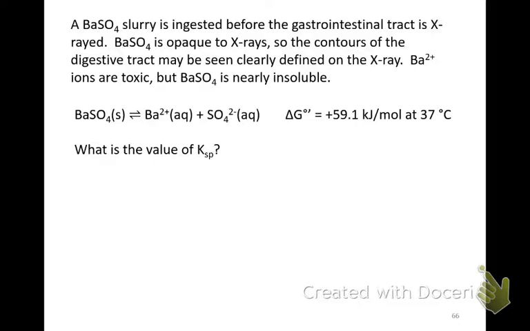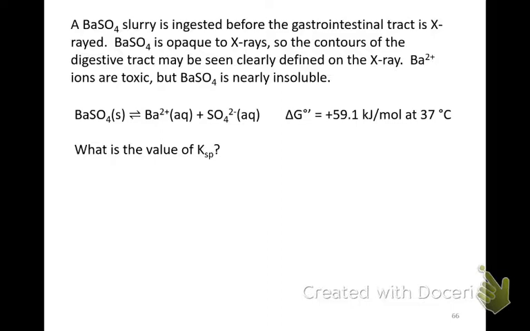Now, it turns out that barium ions are toxic as ions, because they're kind of similar to calcium. They can interfere. But barium sulfate is basically insoluble, so this is okay. So, if you know the delta G of this reaction where barium sulfate solid becomes barium 2 plus and sulfate 2 minus, can you calculate the value of KSP to see if it's insoluble? Okay, so it turns out that you can. For this reaction, the K happens to be KSP, but the point is it can be any K.